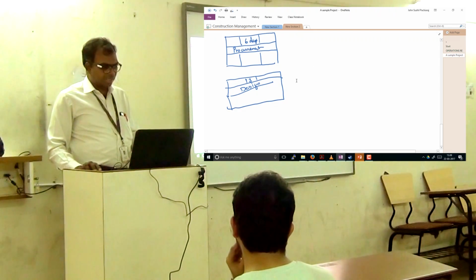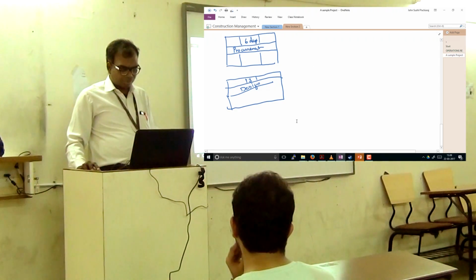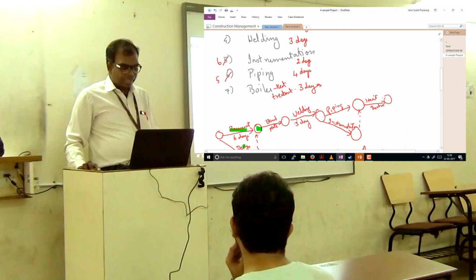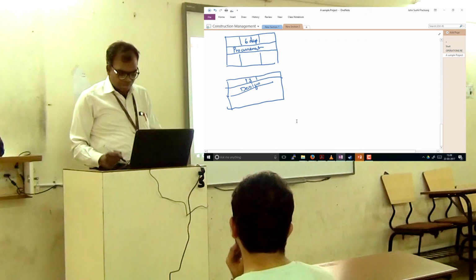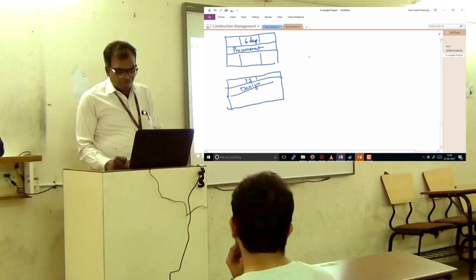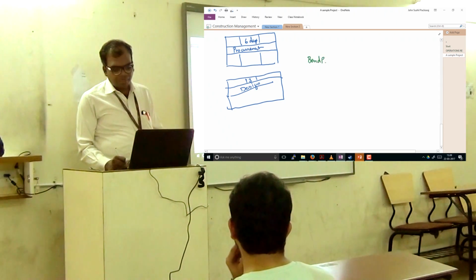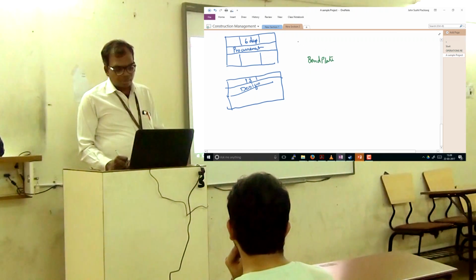So now we've got the other thing designed. We are saying that both of these start at the same time, and then we go for the bending of plate, which we have taken as 1 day. So I'm just putting bent plate.